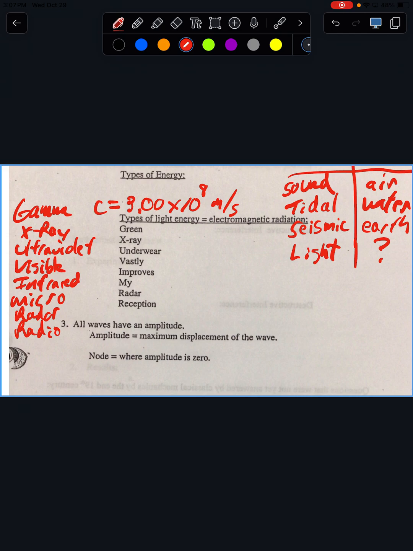And if you tune in your radio, or if you use your cell phone, Oliver, how fast do those radio waves travel? 3 times 10 to the 8. Okay, this is awesome. Remember that for your homework, okay? That's the speed of light.